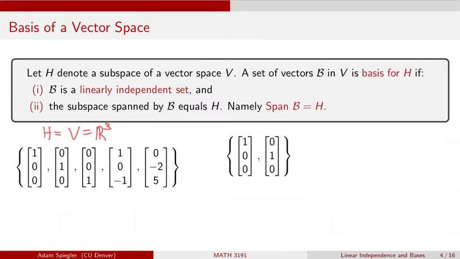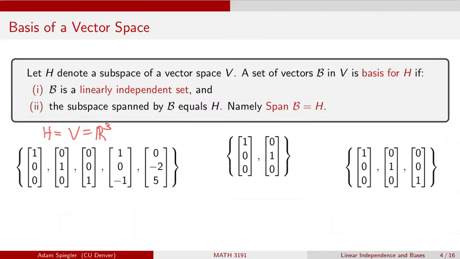Versus, well, what about this set here, these 2 vectors over here? Would this be a basis for the vector space R3? What about these 3 vectors over here? So I have 3 different proposed sets of vectors. The first set has 5 column vectors. Each of them is in R3. The second set has 2 column vectors. The third set has the 3 standard column vectors.